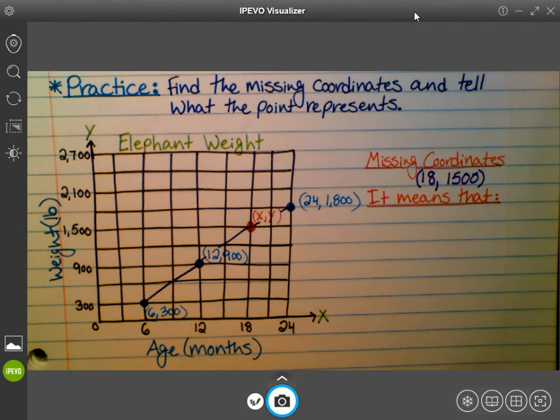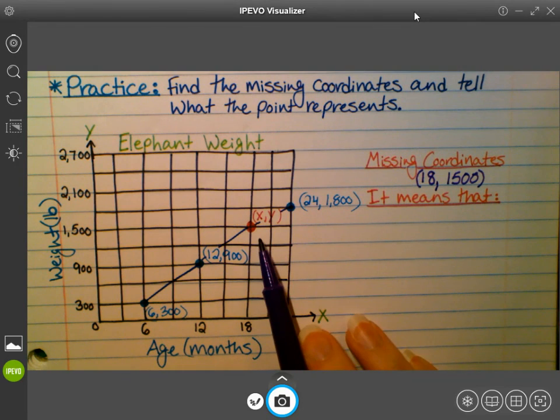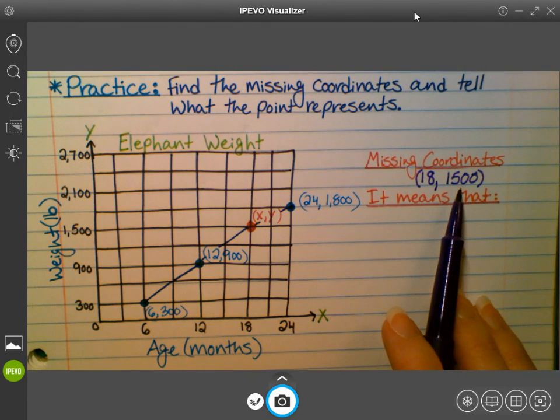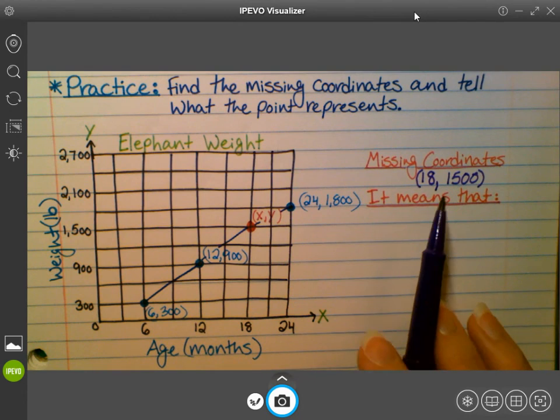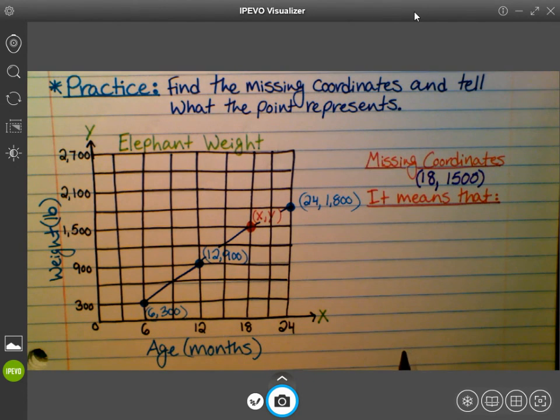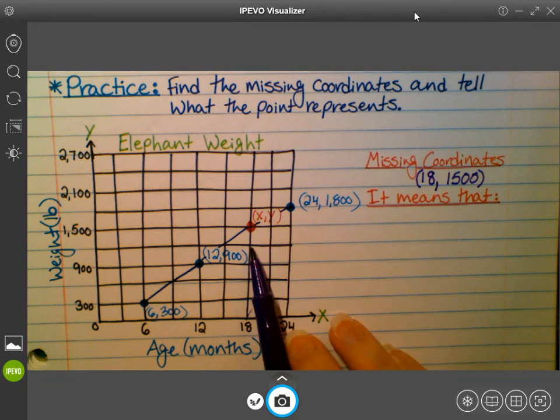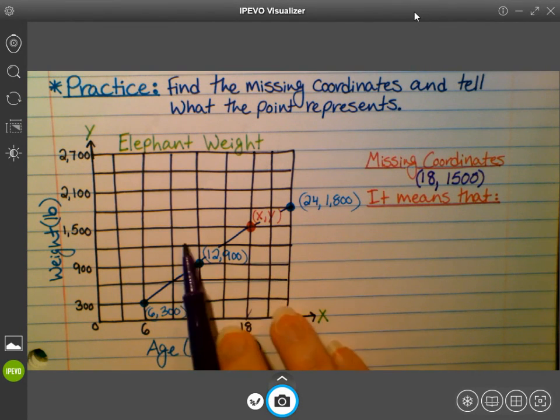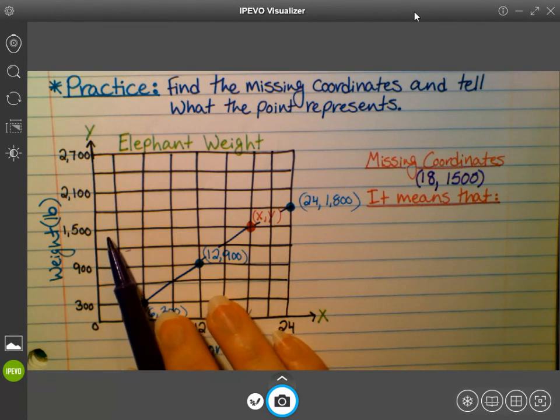Okay, thank you. All right, so on the count of three, let's say it out loud, beginning with the word at. How would we describe what that point means? 1, 2, 3. At 18 months. Yeah, at 18, nice job. We all have a different way of saying it. At 18 months, our elephant weighs 1,500 pounds.